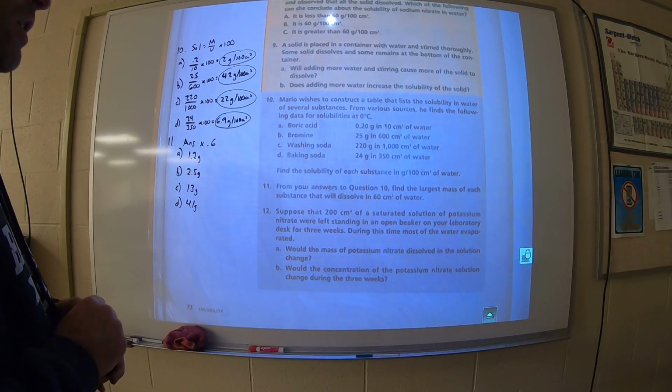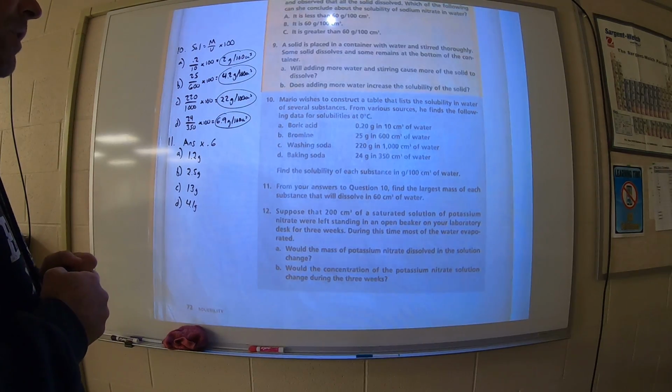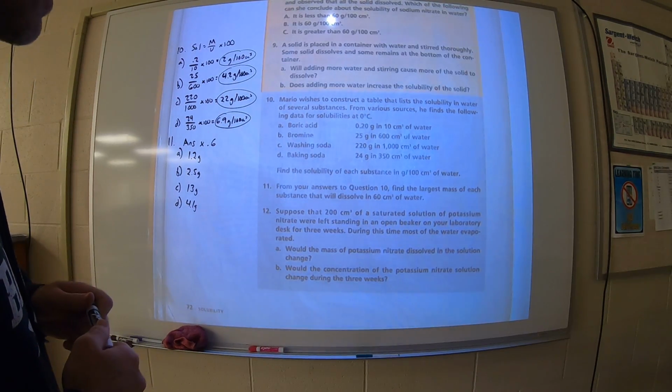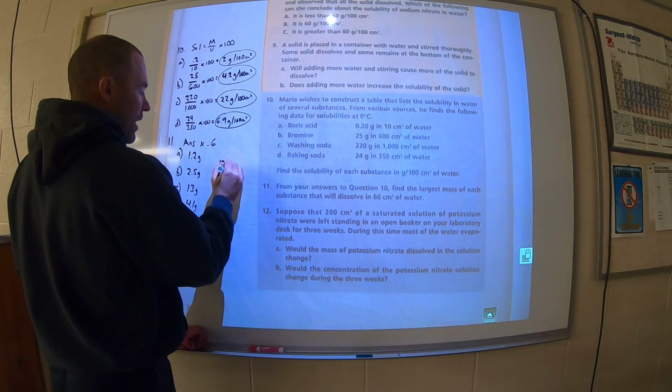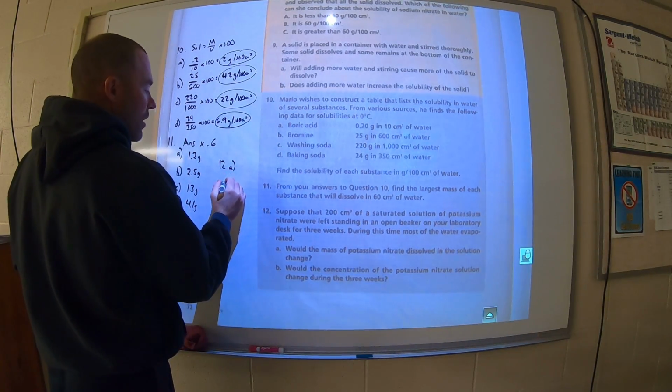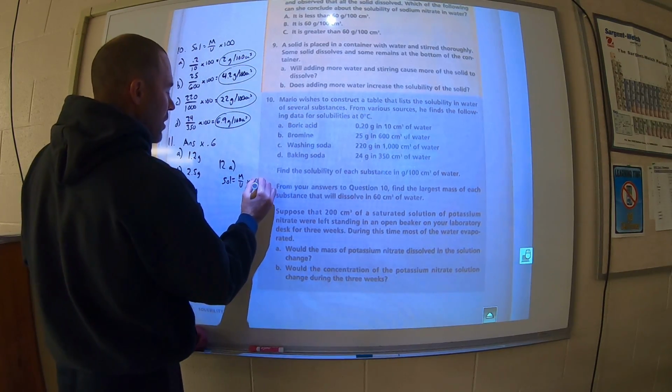And then number 12, suppose that 200 cubic centimeters of a saturated solution of potassium nitrate were left standing in an open beaker on your laboratory desk for 3 weeks. During this time, most of the water evaporated. Would the mass of potassium nitrate dissolved in the solution change? I'm going to put 12 right here. So here's the equation. Solubility is mass divided by volume times 100.